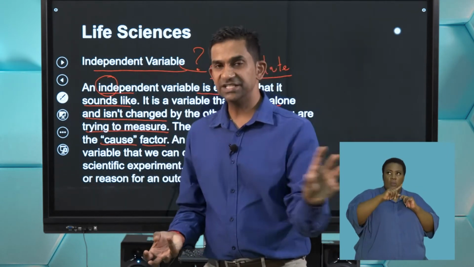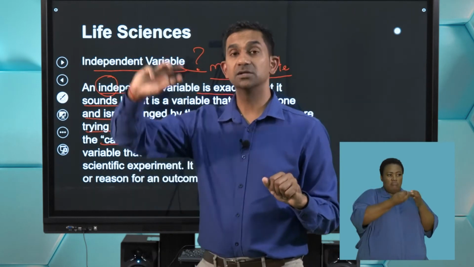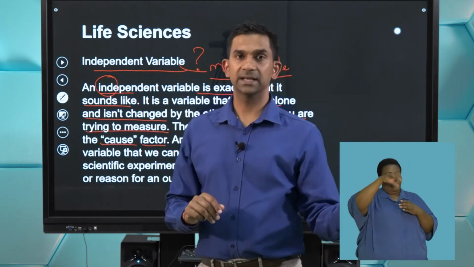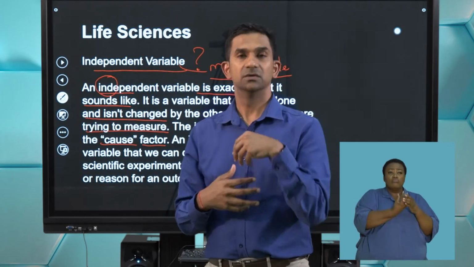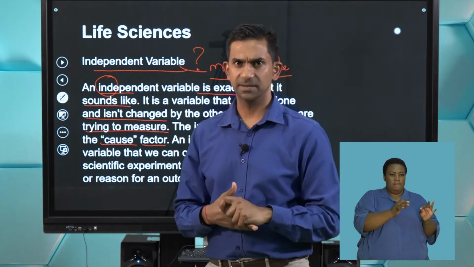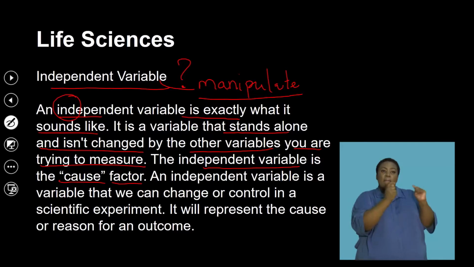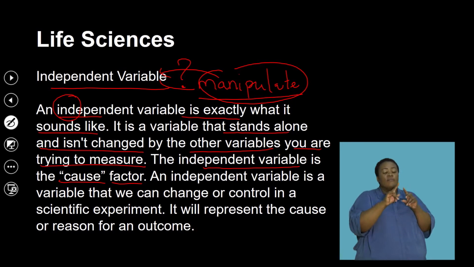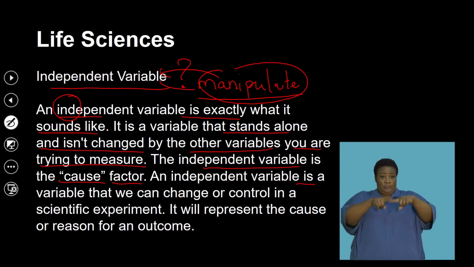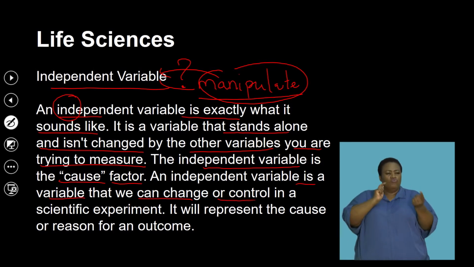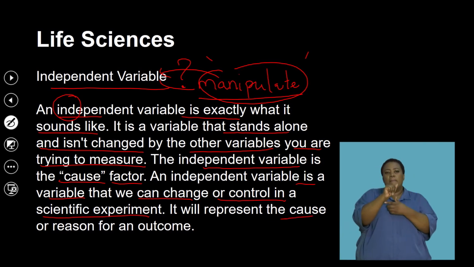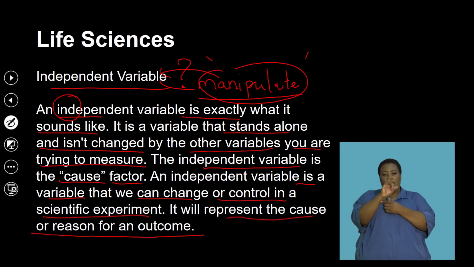So changing the light will cause the plant to grow. Removing the light will cause the plant to not grow, or for the height to remain the same. So that's the manipulation of the independent variable. The independent variable is a variable that we can change or control in a scientific experiment, and that's the word I used, change or control, referring to manipulation. It will represent the cause or reason for the outcome.